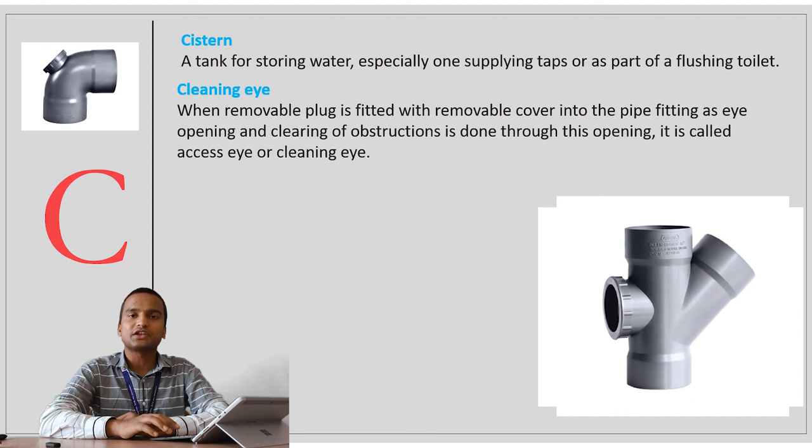Then comes cleaning eye, and cleaning eye is also called as accessing eye. And if you look at these pipe fittings, these are actually the joints where multiple pipes join, and there is a potential risk that something can obstruct the pipe water flow through the pipe. So an eye opening is provided at these joints, and they are covered with a removable plug which we can remove and have an access to what is obstructing, and we can easily remove those substance using some plumbing tools. So this is all about cleaning eye.